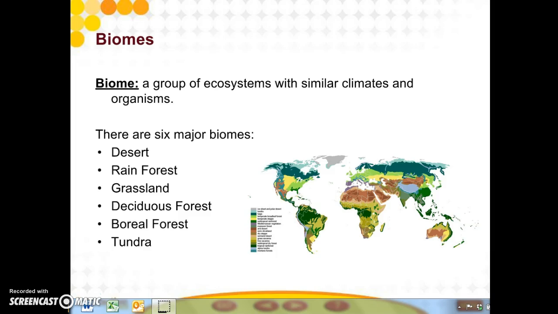patterns over time. There's 6 major biomes that we're going to talk about, and we're going to go through them in order. We will have deserts, rainforests, grasslands, deciduous forests, boreal forests, which can also be called the taiga, and the tundra.